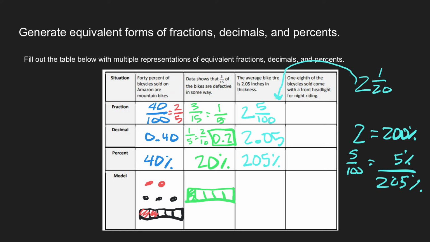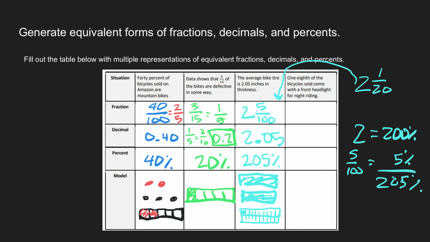I would have one whole colored all in, one whole colored all in, and then I'd have one that's cut into 20 parts. So that'd be a lot. 1, 2, 3, 4, 5, 6, 7, 8, 9, 20 parts, and I'm going to color in one of them. Not the prettiest model, but hopefully you get the point.